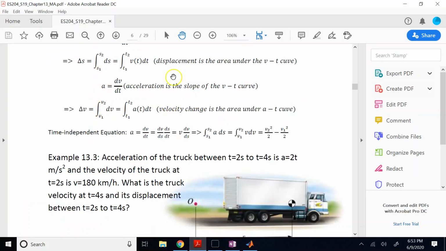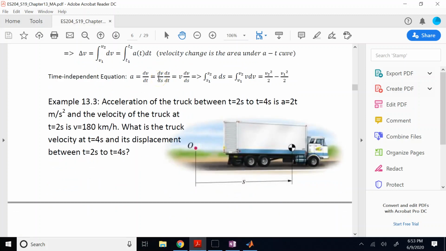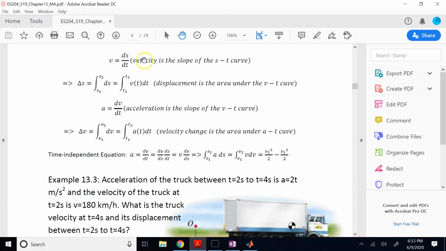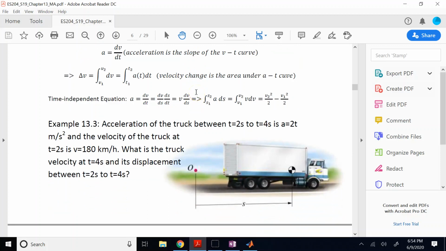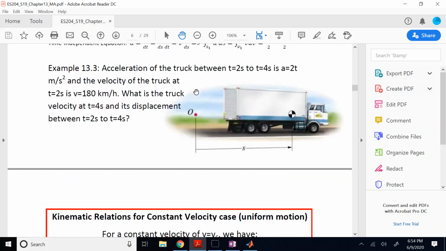So I guess I have covered these topics. Now, let me talk about the time-independent equation. The time-independent equation is where you eliminate t between a, v, and s. When I go from s to v to a, or vice versa, I'm always dealing with time. Is there any way to get rid of the time? The answer is yes, and that gives us a very useful formula called the time-independent equation. Many times we are not interested in time, only in position, velocity, and acceleration, and it can give us the answer much, much faster.